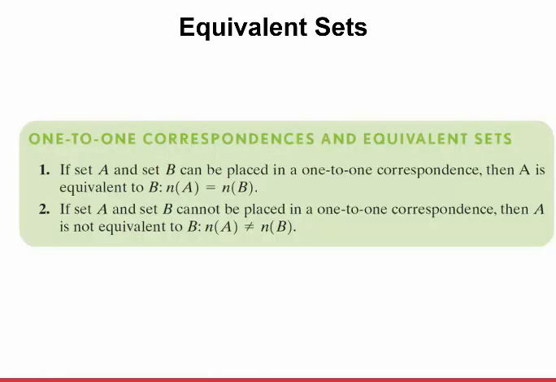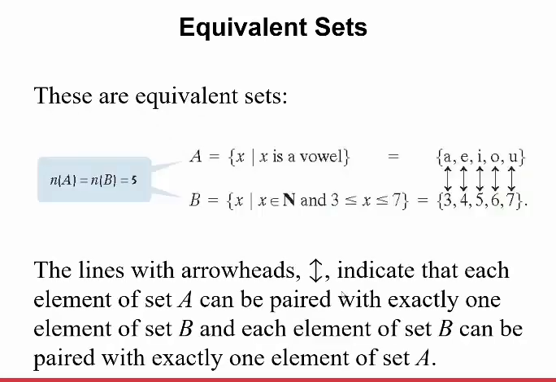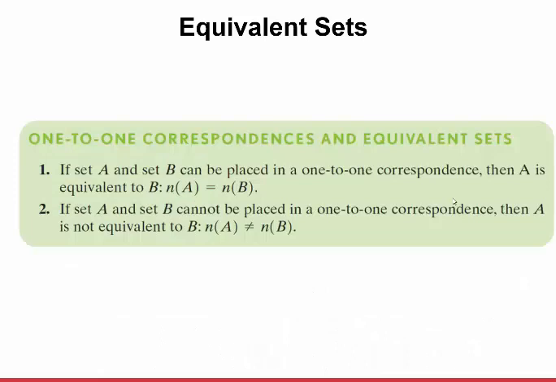So one thing we talked about with that pairing here is the one-to-one correspondence in equivalent sets. If set A and set B can be placed in a one-to-one correspondence, what that means is each element in set A can correspond to exactly one element in set B, then A is equivalent to B. And if set A and set B cannot be placed in a one-to-one correspondence, then A is not equivalent to B. So it has to have this one-to-one correspondence to be equivalent.